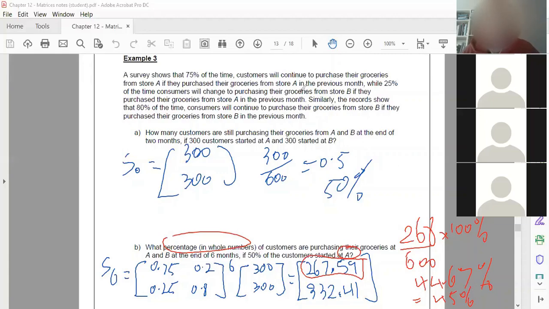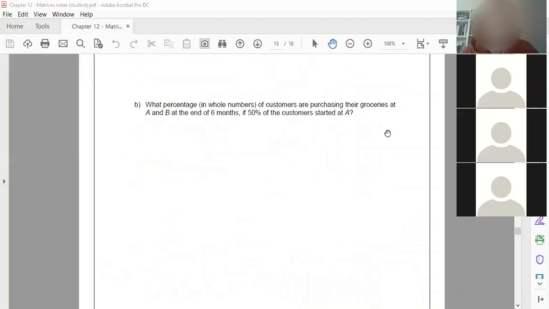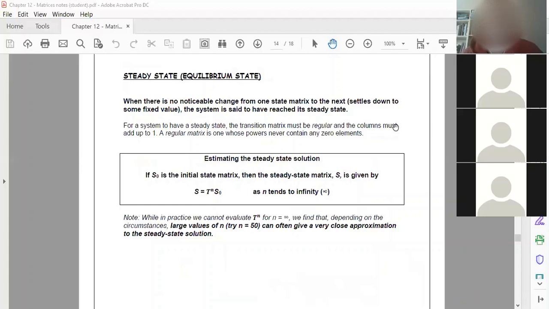Okay, I'll undo this one. Okay, now here's a steady state. As I said, the steady state is when that matrix, or our answer stays the same. Sorry, not the T, where our answer stays the same. Okay, it will be steady. It will not move.